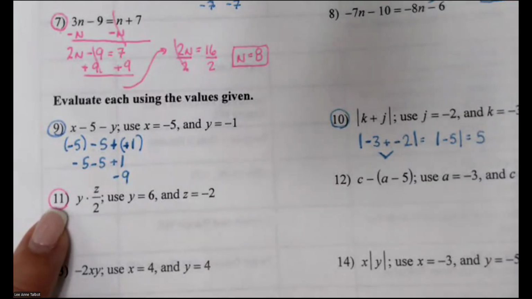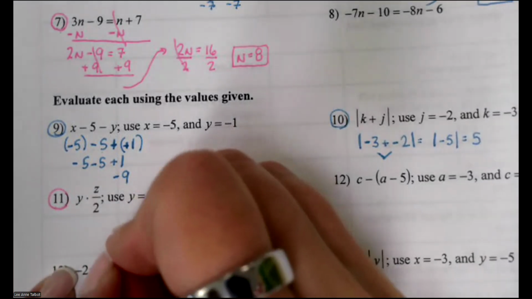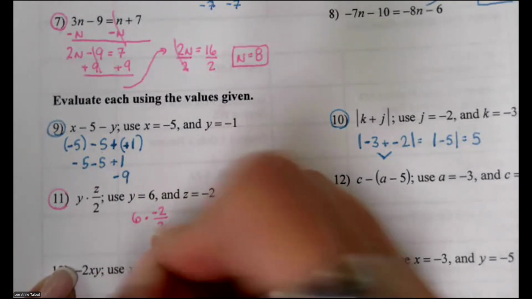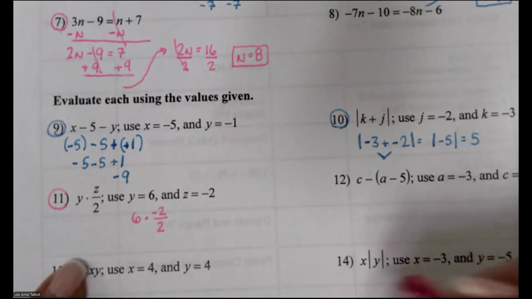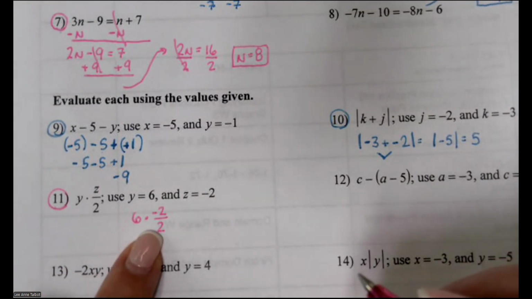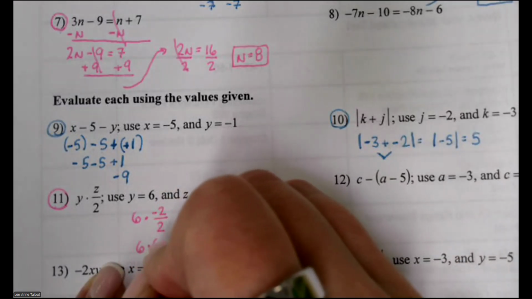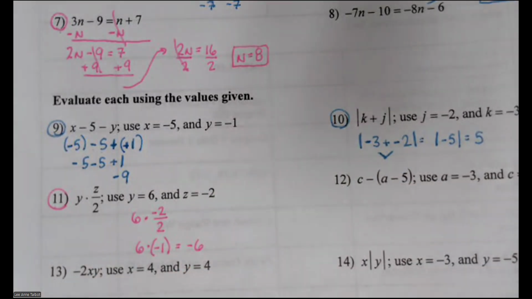Okay, number 11, y times z divided by 2. Y times z divided by 2. -2 divided by 2 is -1, so 6 times -1 is -6.